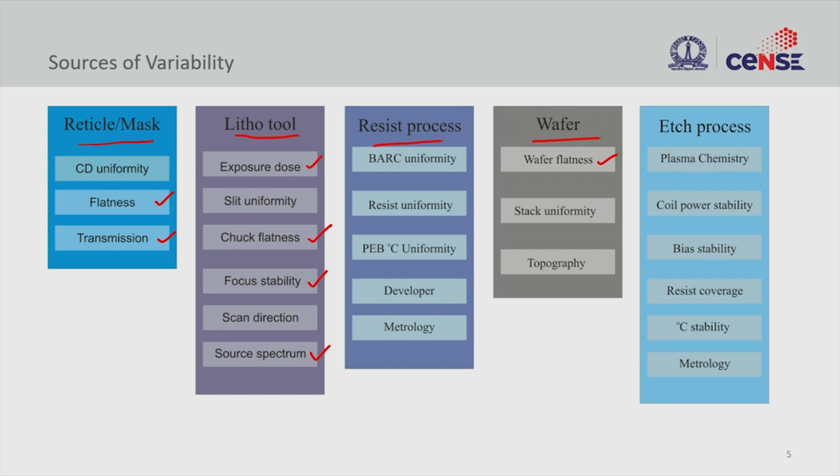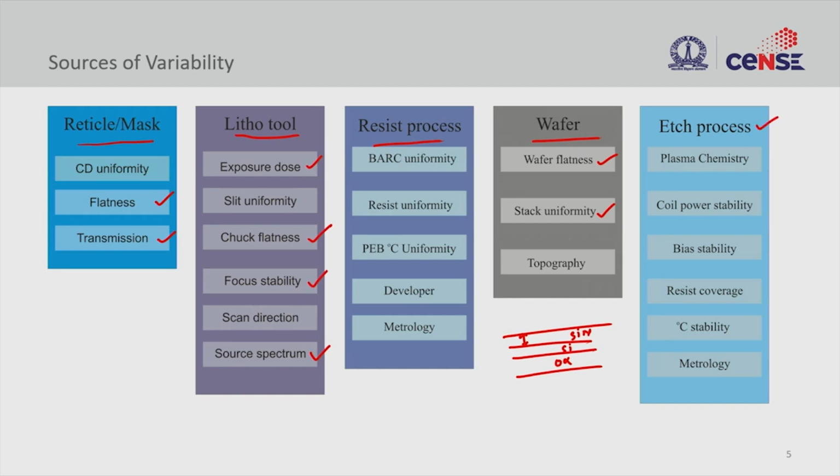And similarly, stack uniformity. If I have multiple layers, say this is oxide, and then say this is silicon, and then maybe I have silicon nitride. Any thickness non-uniformity in these layers can result in reflection issues and also result in non-uniformity.